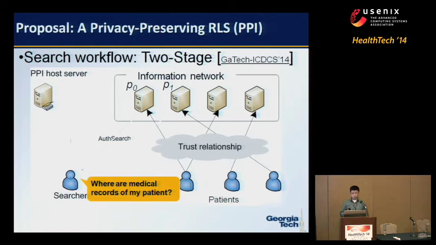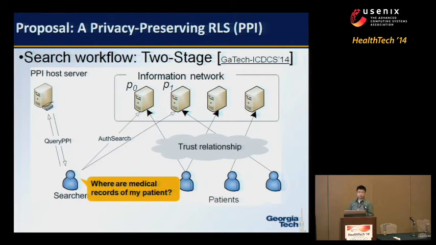So this is the workflow of our proposed privacy-preserving RLS, or we call it PPI for short. The search flow consists of two stages. In the first stage, the searcher would contact the PPI server in the public domain. After getting some mapping data, which describes which hospitals potentially have the data of interest, he will move into the second stage to contact each of these redirected hospitals.